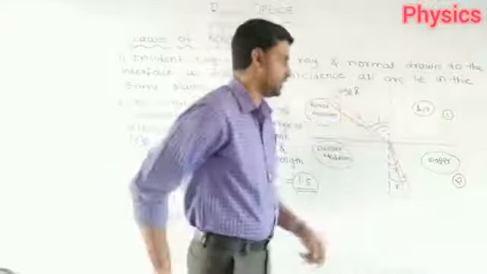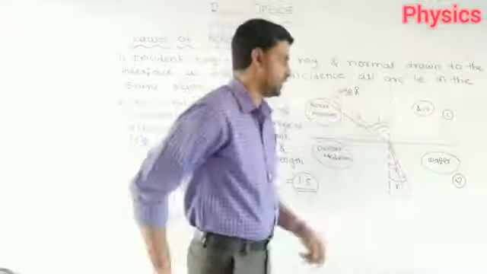Refractive index is normally indicated by the letter N. Refraction takes place in the second medium, which is water, so I take N2, with respect to the first medium, which is air, so I write N21 like this. This means the refractive index of the second medium with respect to the first medium.